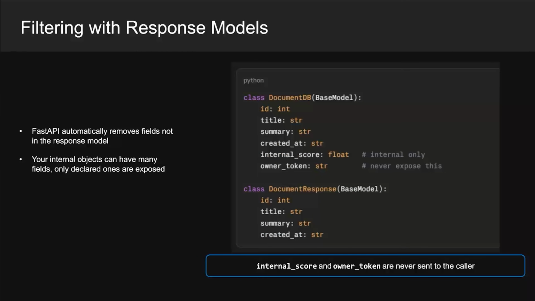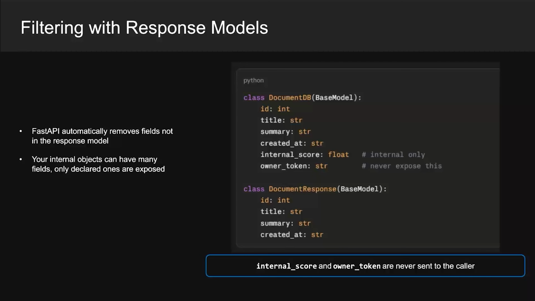Here's where response models become really powerful. Your internal database object might have many fields: relevance scores, owner tokens, internal flags. You don't want any of that going to the caller. Look at the two models on the screen. DocumentDB has 6 fields, including internal score and owner token. Document response only declares 4. When FastAPI serializes the response, it uses document response as the filter. Internal score and owner token never reach the caller even if they exist in the object your function returns.